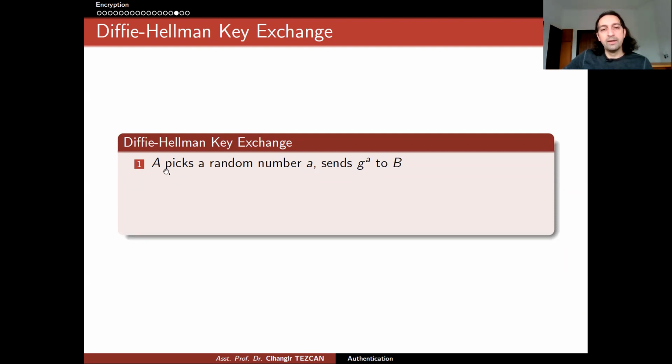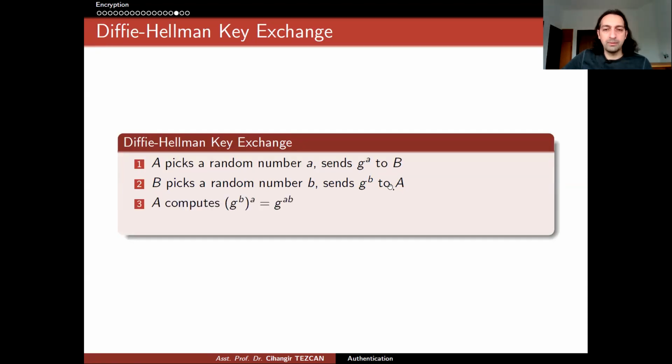It chooses a random number a and sends g to the a to you. And you also choose a random number b and send me g to the b. Of course, modulo some number p if we are using prime numbers. So person A receives g to the b from the communicating person, and the a number is chosen by them. So they take the a-th power of this value they received. So this equals g to the power ab.